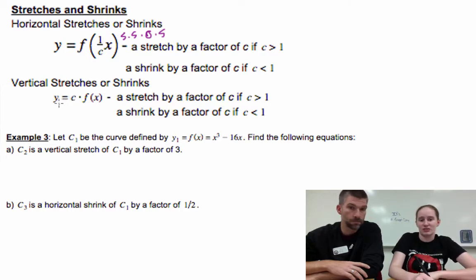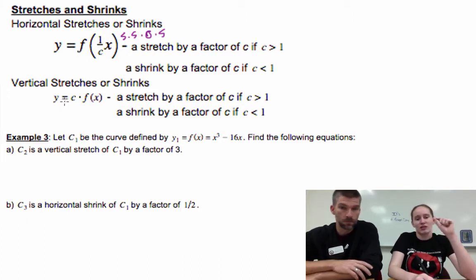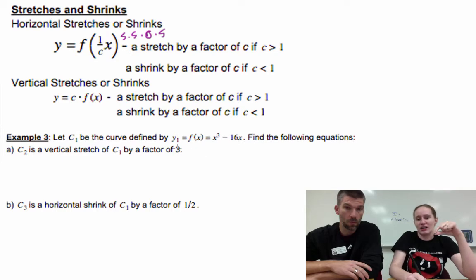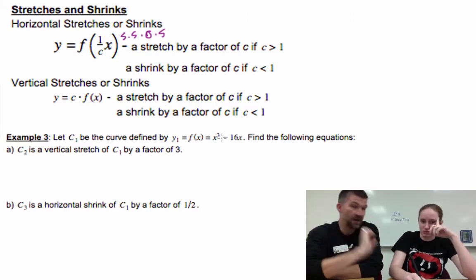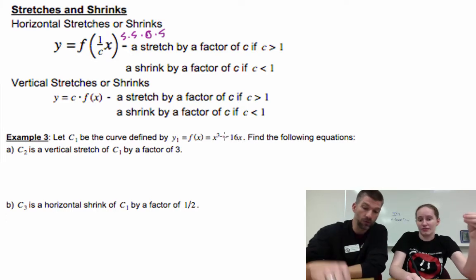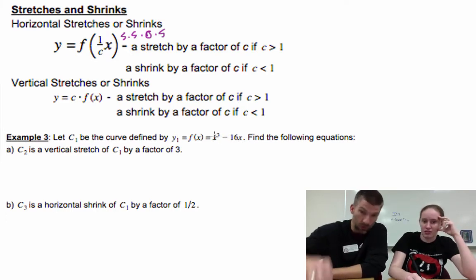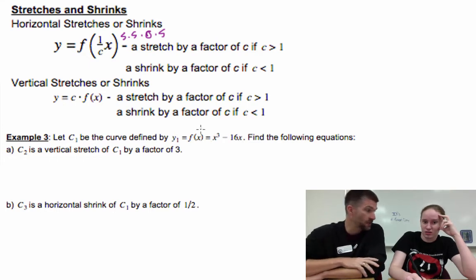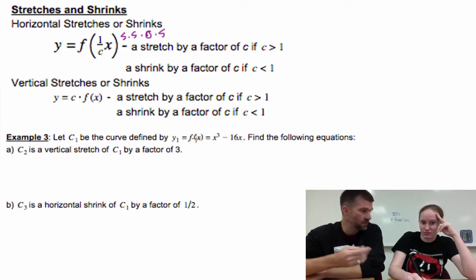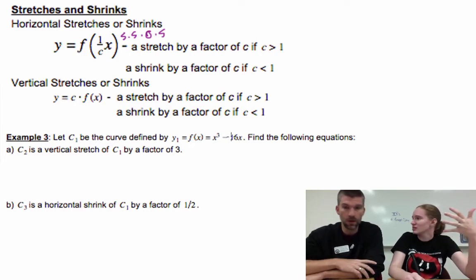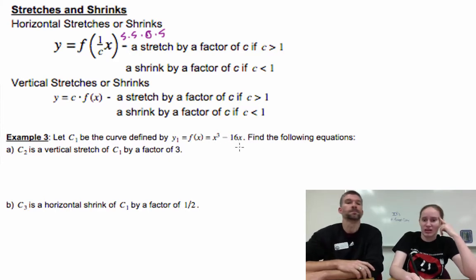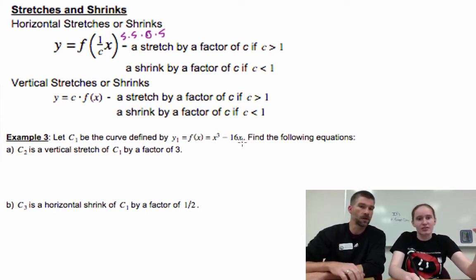All right, let's do this example. Okay, this is worded kind of weirdly. So it's a good thing we're doing this together. Let C1 be the curve defined by y1 equals f of x, which equals x cubed minus 16x. Notice that here we're saying very concretely y equals f of x, which is equal to x cubed minus 16x. So this is a little bit of vocabulary for you, or maybe some recognition. Notice this is not exactly a parent function. It's been manipulated a slight skosh, but we can still do this. But we wouldn't necessarily ask you to graph this straight off the bat.